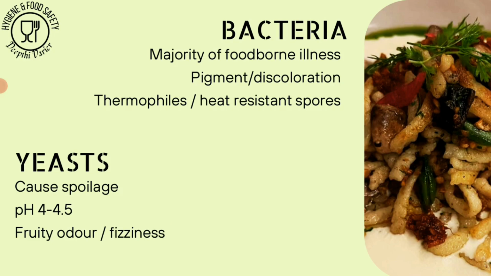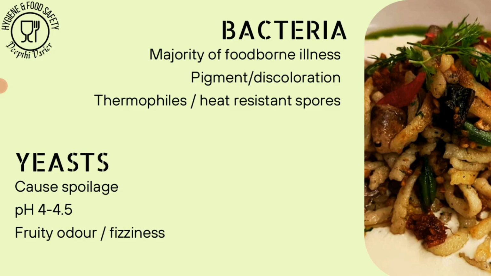When they grow on the food, they cause discoloration of the food. They produce certain pigments in the food. Some of them produce heat resistant spores. This is very important because they are thermophiles, and either you can have the growth of a thermophilic bacterium, something which loves heat or is able to grow at high temperatures, or even if the bacteria dies, it produces spores which are heat resistant, which is a big danger for us.